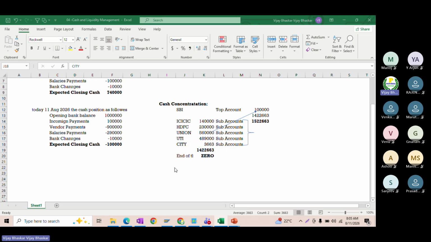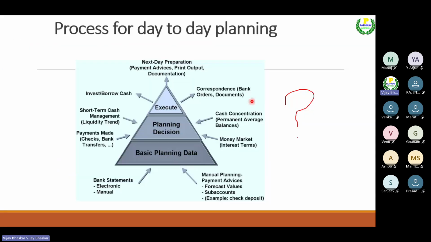But let us first understand what cash concentration is. Hope you understood about cash concentration, planning and decision. Still we are discussing only this here.